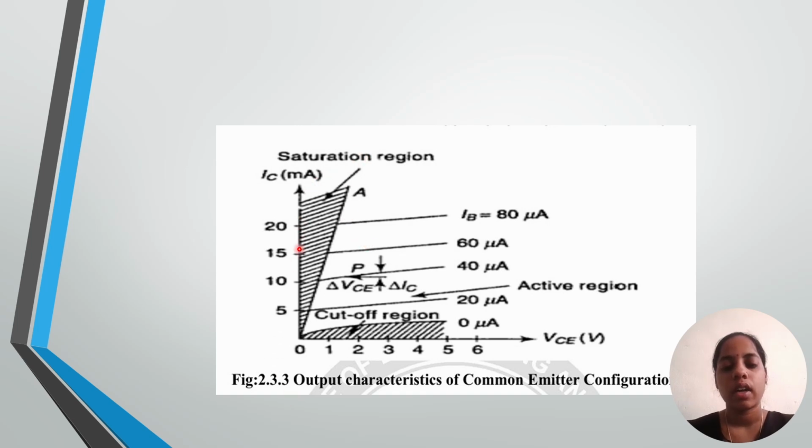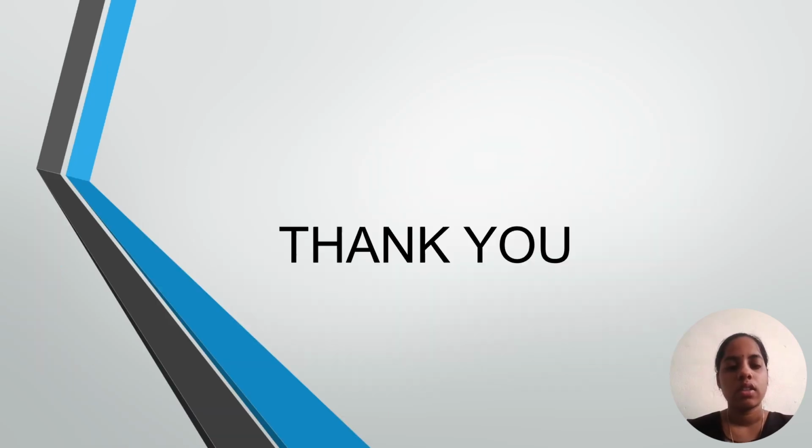Here, the y-axis is taken as IC, collector current in milliamperes, and the x-axis is taken as VCE, collector to emitter voltage in volts. This is the output characteristics of common emitter configuration. This is all about common emitter configuration. Thank you.